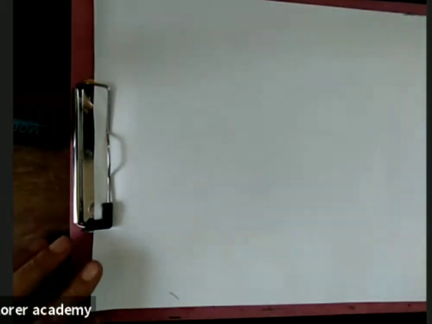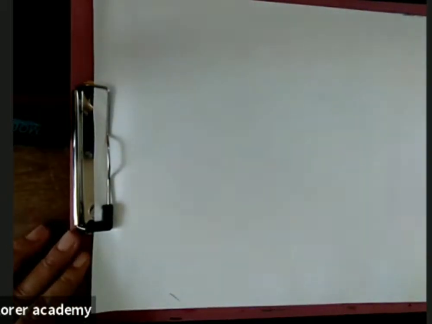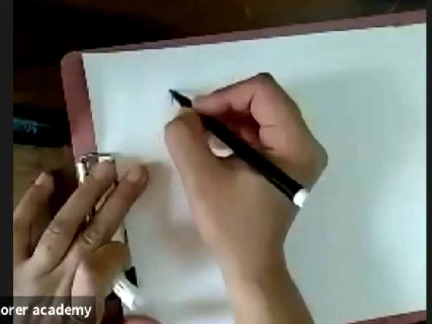So let's start the color theory session. What is color theory? Color theory is, we need to understand how the colors are made. There are primary colors, secondary colors and tertiary colors. Primary colors are the colors which cannot be formed. Our primary colors.